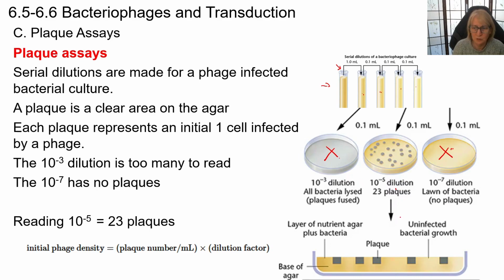This one is useful. When I put this dilution of bacteriophages on my lawn of bacteria, the bacteriophages are kind of spread out and they start attacking the bacteria and reproducing. These little gray areas represent places where the bacteria has been killed. I can read each of the plaques, or places where the bacteria has been killed.